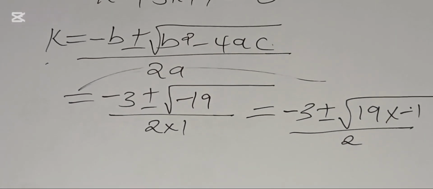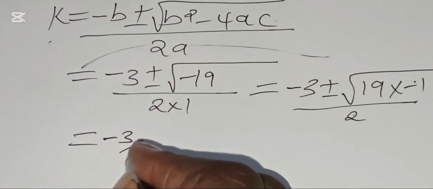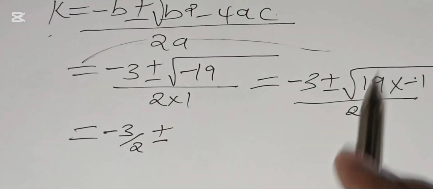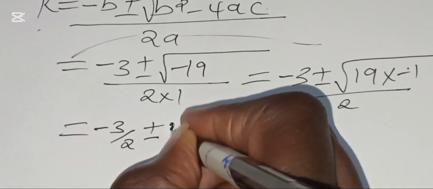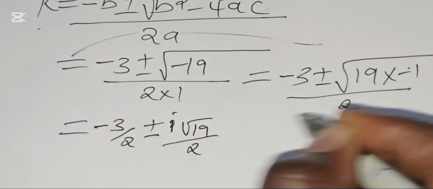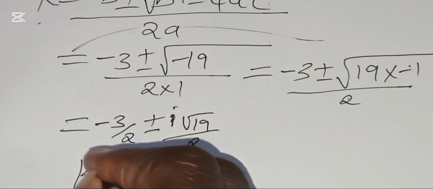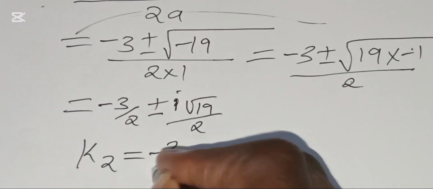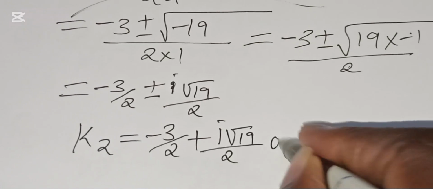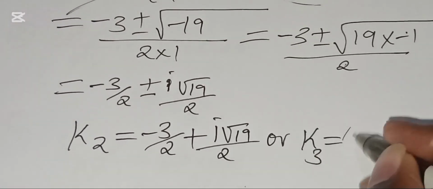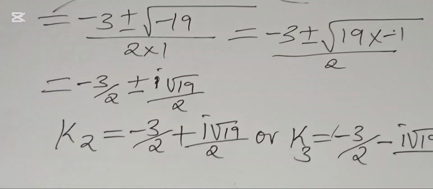Now from here we can express this as negative 3 divided by 2 plus or minus the square root of negative 1, which is equal to i, so you have i square root of 19 divided by 2. So that means that we're going to have two possible values of k. That is, k2 can be expressed as negative 3 over 2 plus i square root of 19 over 2, or k3 can be expressed as negative 3 over 2 subtract i square root of 19 divided by 2.